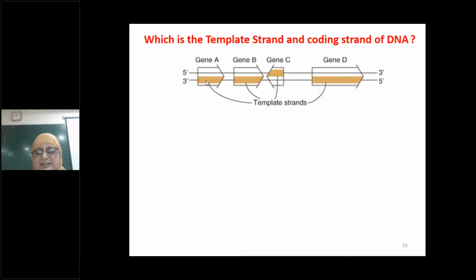This is gene A, B, C, and D. In gene A, one of the strands here is a template. In gene B also one is a template strand. But in gene C, you can see this has become the coding strand, and this has become the template strand. So it is not specific for any particular strand. In each gene it varies which will be the template strand and which will be the coding strand.